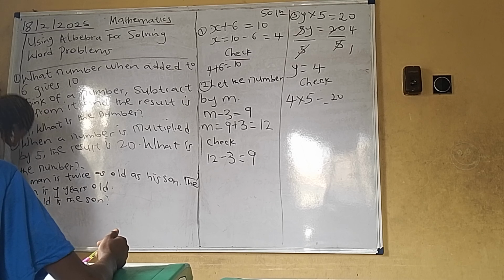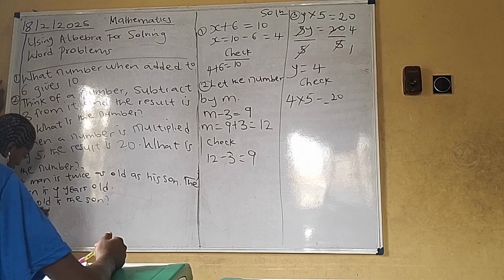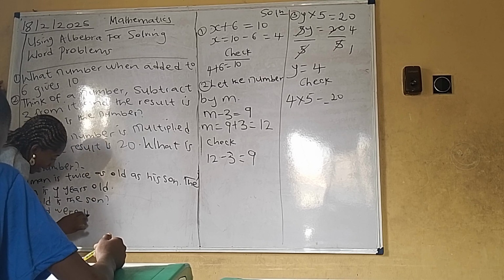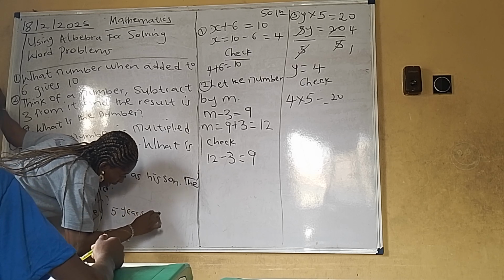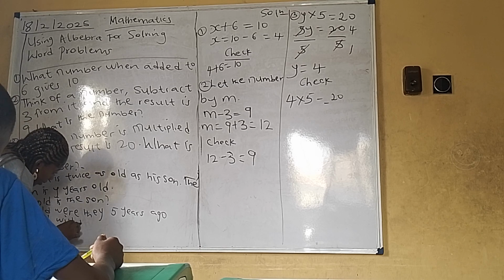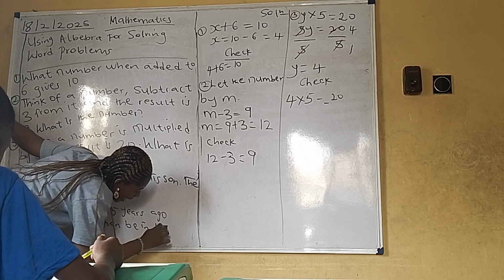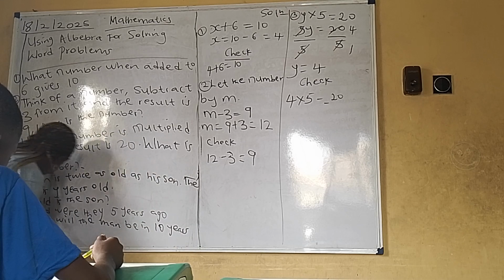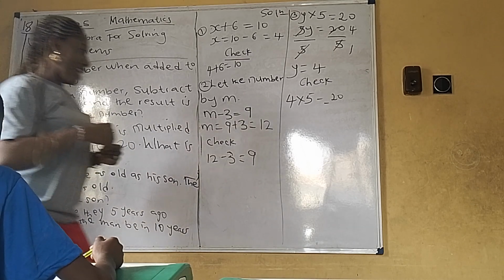B, alright? How old were they 5 years ago, okay? C. How old will the man be in 10 years time? It looks very big, right?